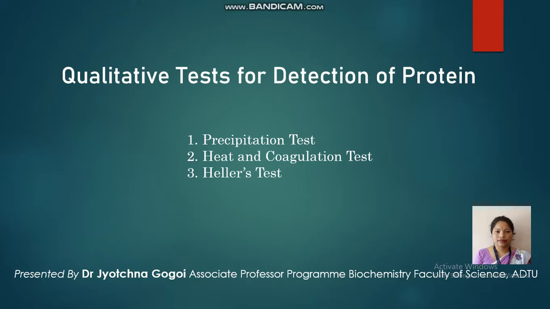Precipitation test is done on the principle that organic solvent denatures the protein. Then the heat and coagulation test is done, where first with the heat the protein is denatured and then further we coagulate it with the addition of weak acids. Then the third test is the Heller's test, where a strong acid is used for denaturing the protein.